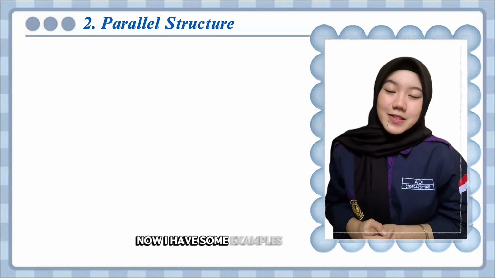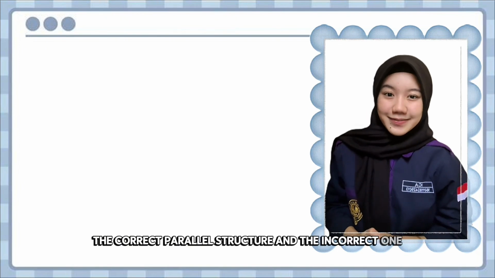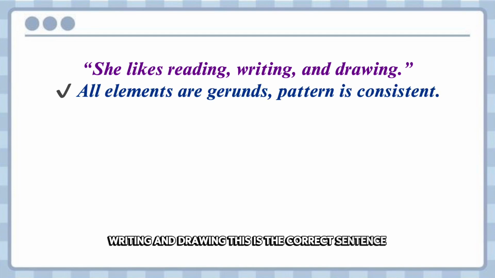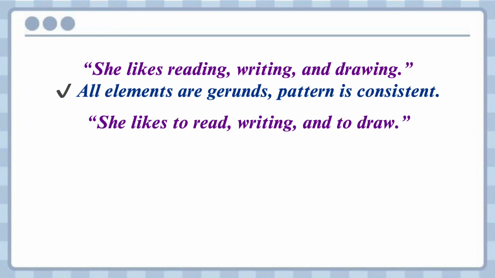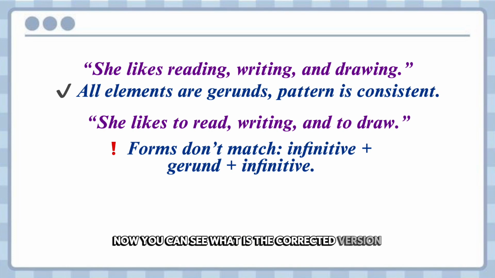Now, I have some examples to show you the correct parallel structure and the incorrect one. Look at this sentence. She likes reading, writing, and drawing. This is the correct sentence because all elements are gerunds, so the pattern is consistent. Now, look at the other sentence. She likes to read, writing, and to draw. This is incorrect because the forms don't match: infinitive, gerund, infinitive. Now, you can see what the correct version is.